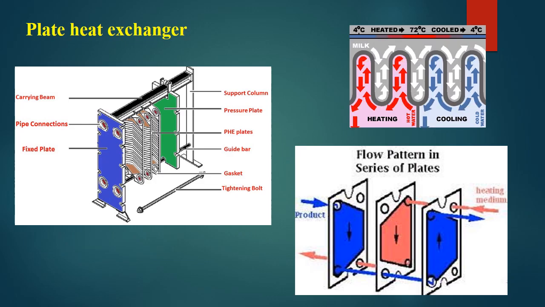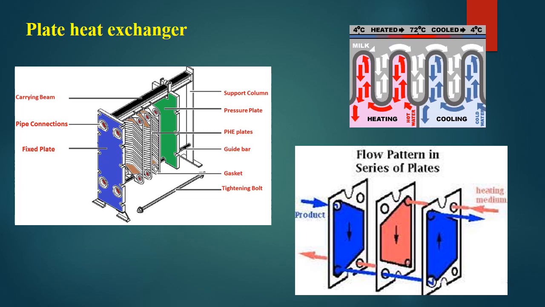So here I will discuss a little more detail about the plate heat exchanger, because this is the most important part where the heat exchange takes place, either for heating or cooling. In the first diagram on the left side, we can see different parts of the plate heat exchanger. There is a carrying beam and holding part, then a tightening bolt, and in the middle a number of different plates which are fixed one by one, and finally they are fitted.